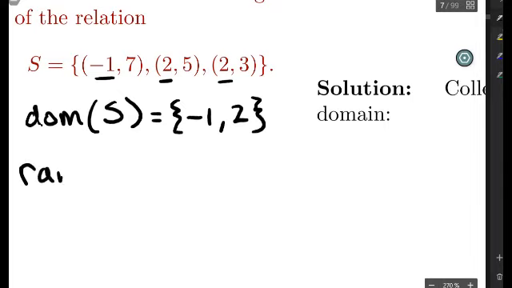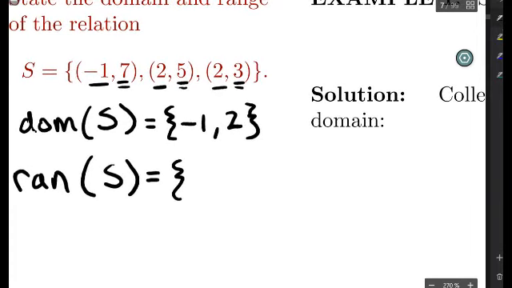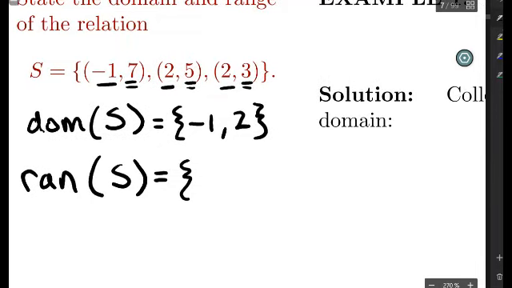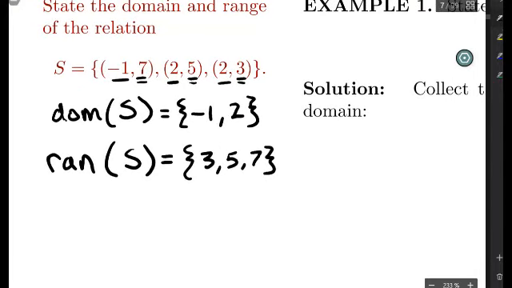And the range, or just RAN, of the set S is the set consisting of 7, 5, and 3. It's customary to write them in numerical ascending order, so 3, 5, and 7. All right.